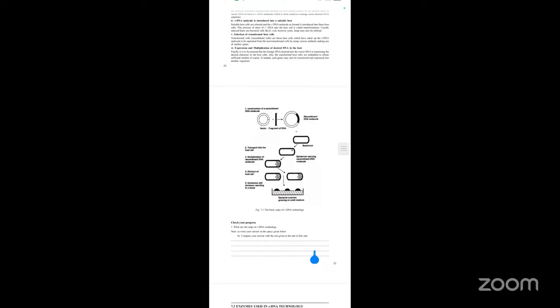These are the rDNA technology techniques, isolation. Next, some of the enzymes involved in rDNA technology: exonuclease, DNA ligase, restriction endonuclease.